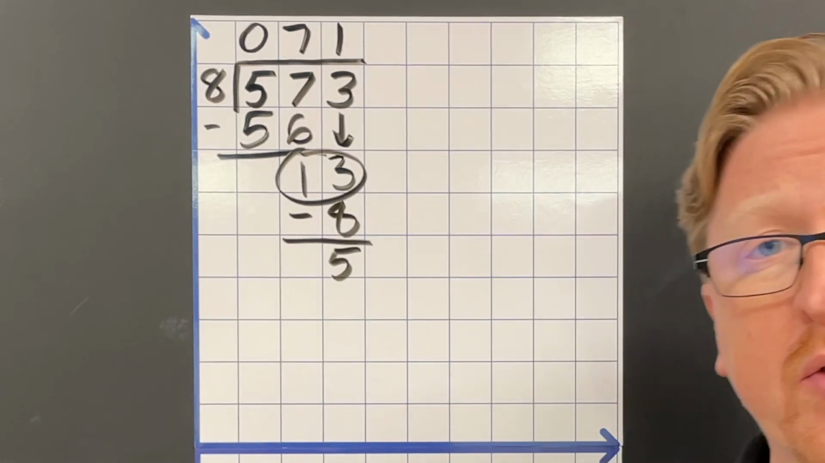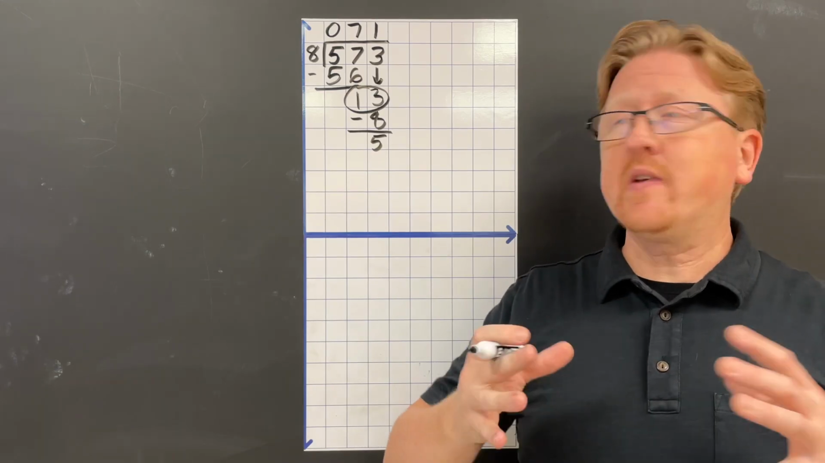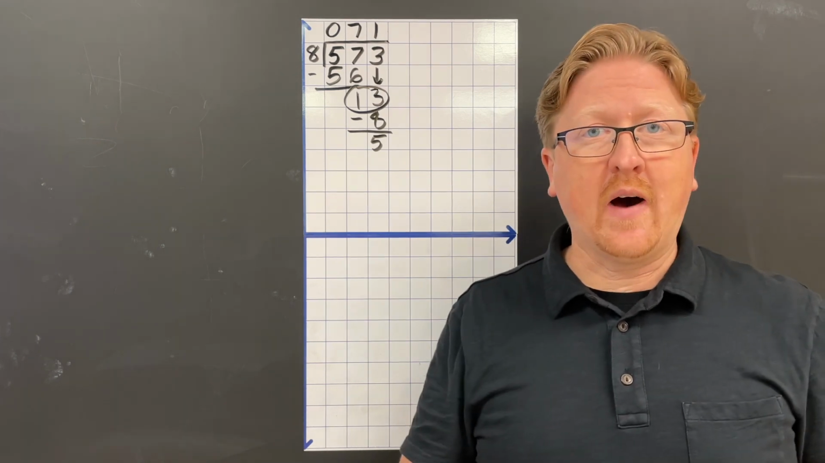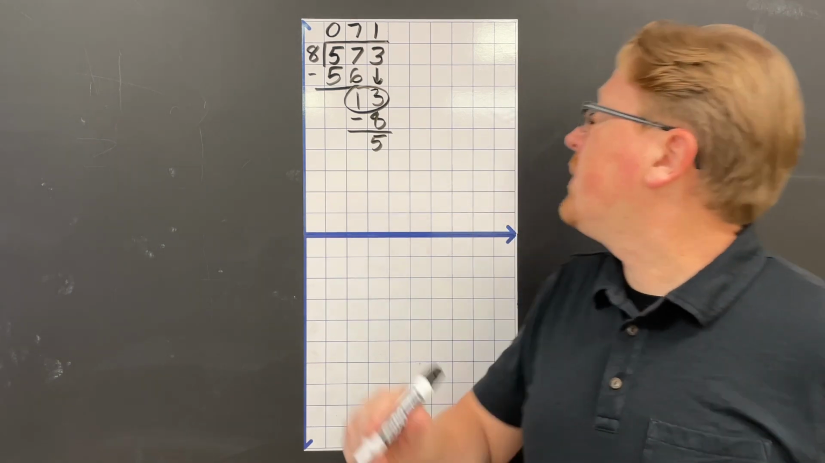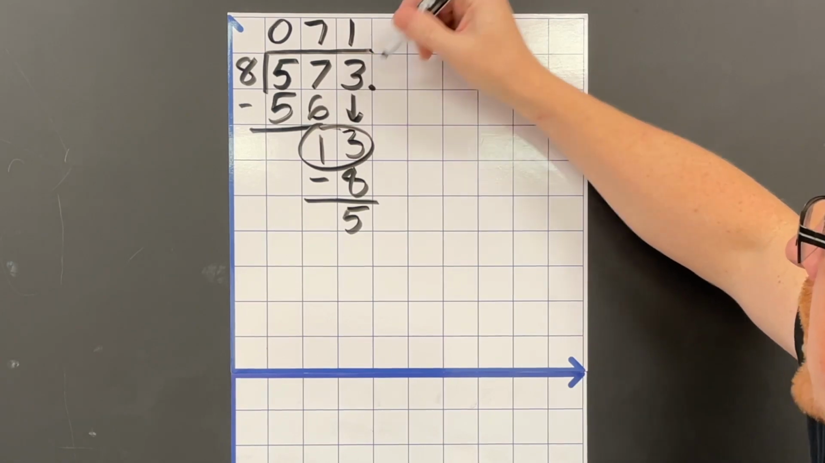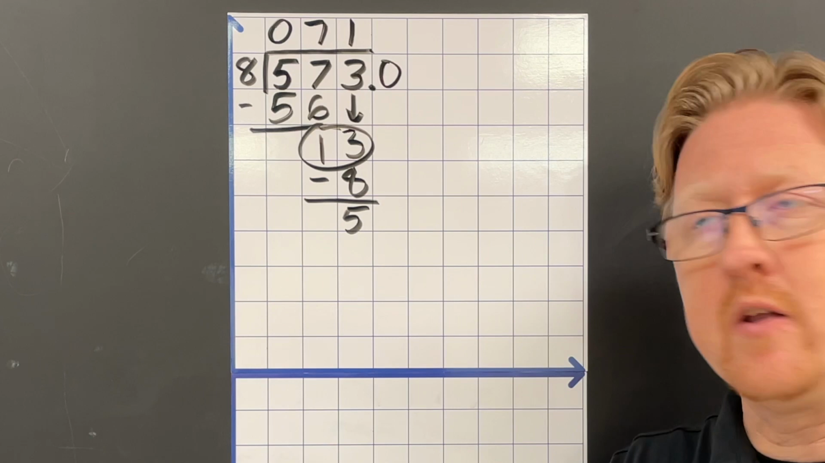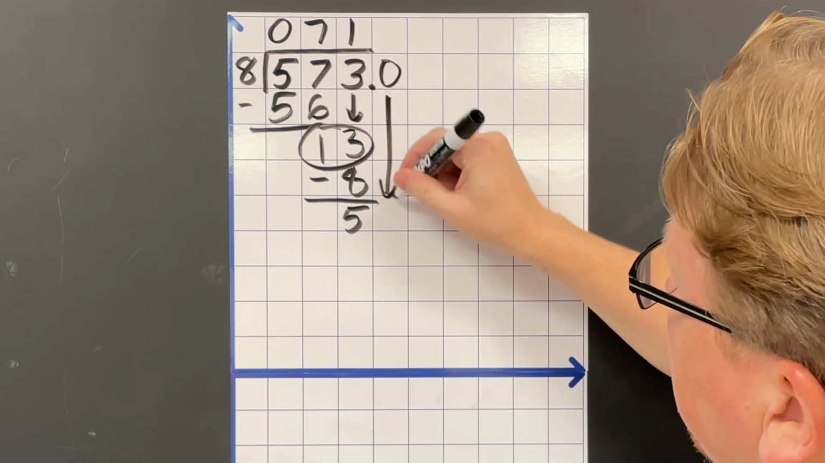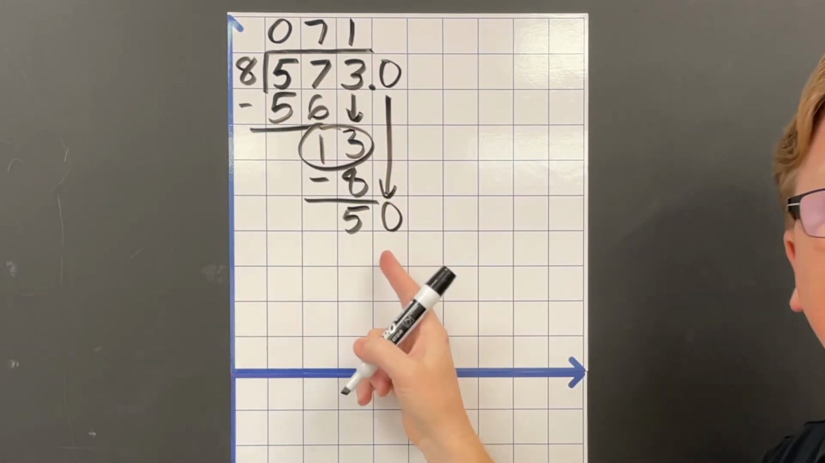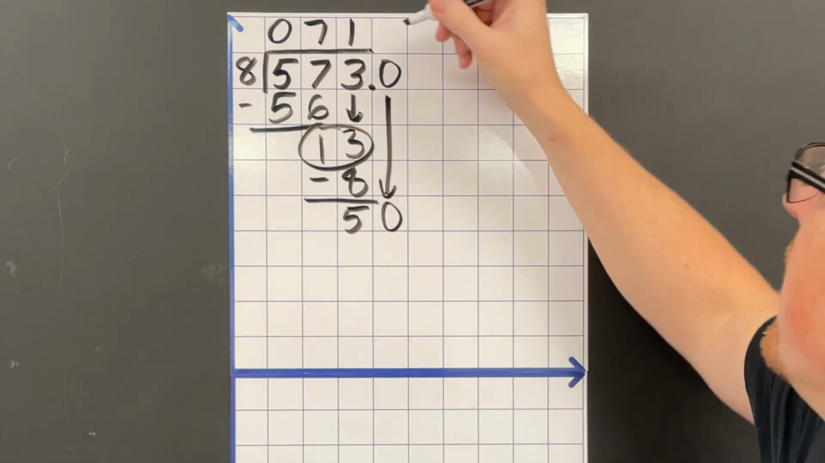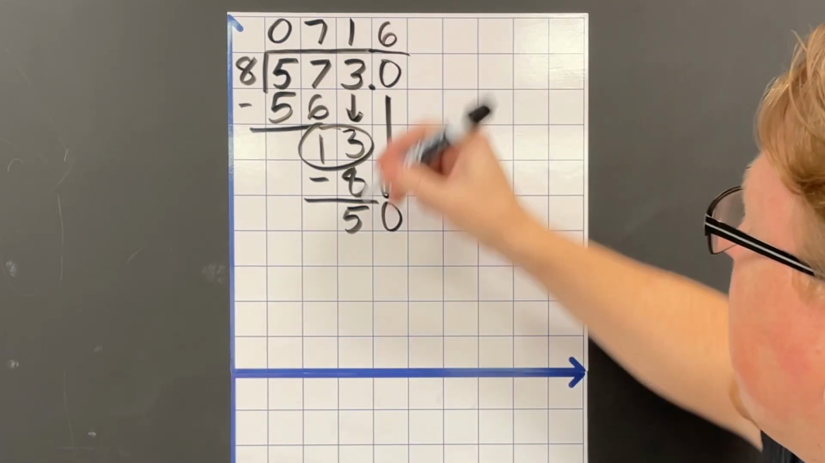Now, if we were stopping with the remainder, our answer would be 71 with a remainder of 5. But we're going to keep going here. So remember that if we give ourselves a decimal and put a 0 in the tenths place, now we have another digit that we can drop down. So that 0 comes down. And now the question is, how many 8s are in 50? And the answer is 6. 6 times 8 is 48.